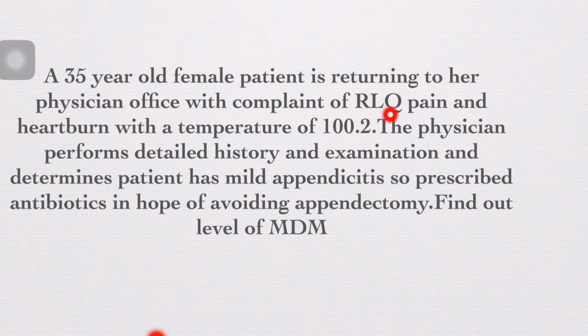And she is coming with right lower quadrant pain and heartburn with a temperature of 100.2. After detailed history and examination, the physician determines the patient has mild appendicitis. Appendicitis is an acute illness, and the patient has an acute illness with systemic symptoms. She is having heartburn, right lower quadrant pain and fever, so she has systemic symptoms also. Note this point. And the physician has prescribed antibiotics, so there is prescription drug management also. Based on these findings, let's use the MDM table to find out the level of MDM.